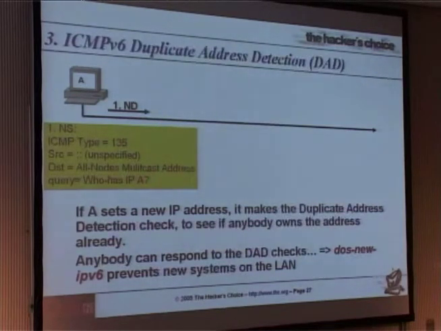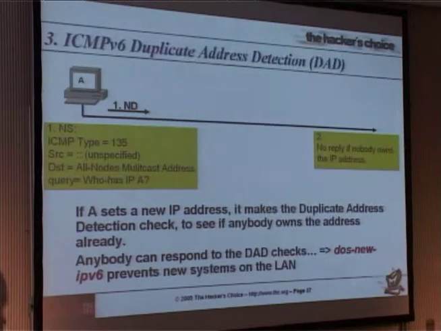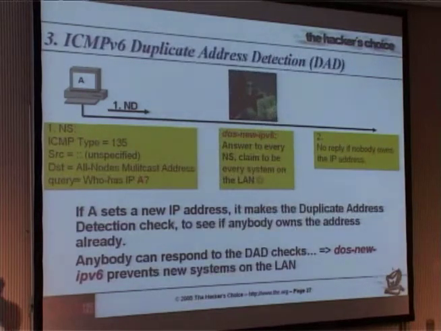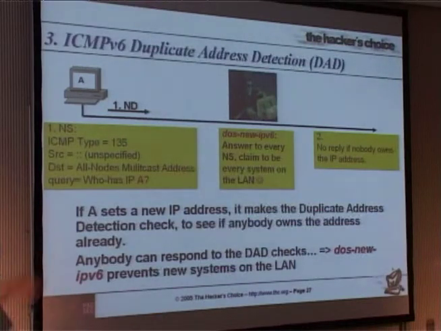The duplicate address detection works exactly the same as a neighbor solicitation: who has this IP address? And if nobody answers, it just assumes, okay, nobody is using that. Well, I wrote another tool which just says, hey, I have this IP address, I have this IP address, I have this IP address, and Windows is very happy about this, not allowing you on the network. I can tell you, Linux doesn't care.